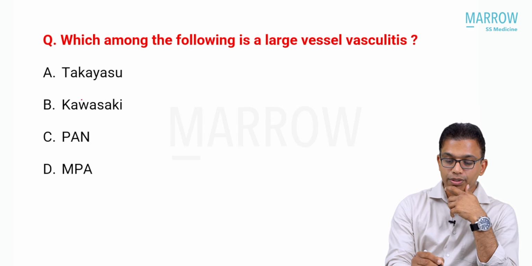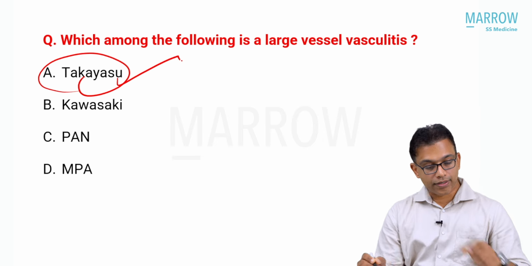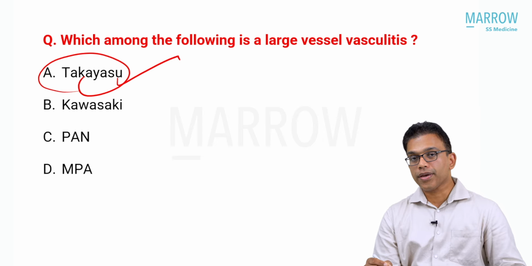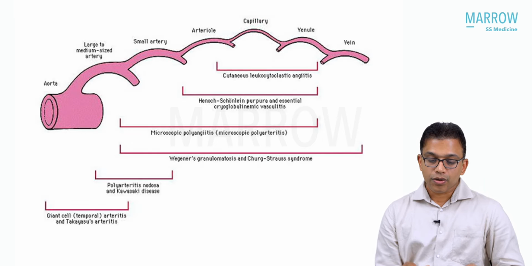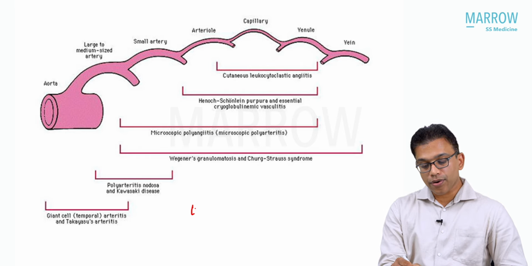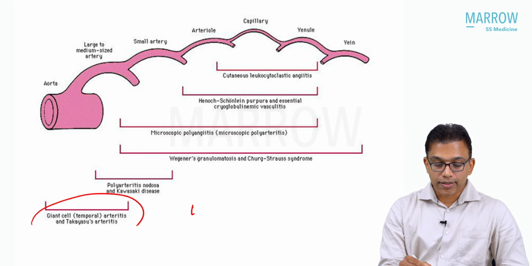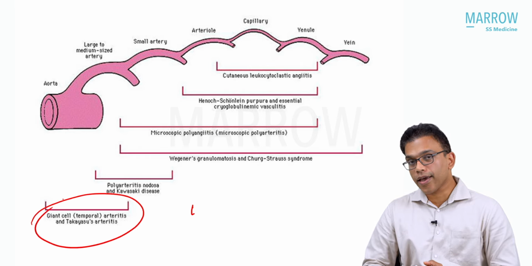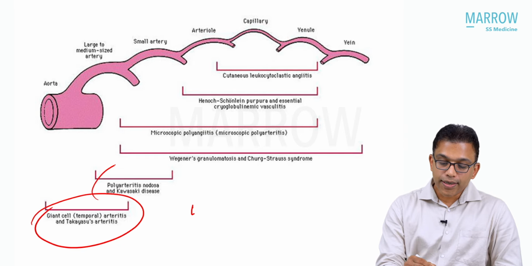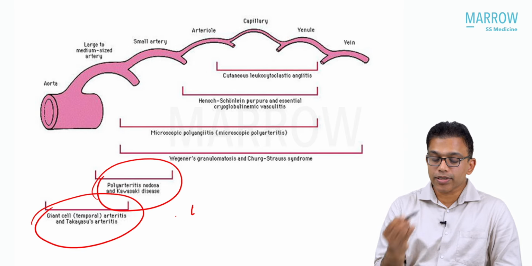It's a straightforward question. The answer is Takayasu arthritis, even though it does not have significant pulmonary manifestation. The vasculitides are classified into two: large vessel vasculitis, the classical examples being giant cell arteritis and Takayasu arteritis; and polyarteritis nodosa and Kawasaki disease, medium vessel vasculitis.